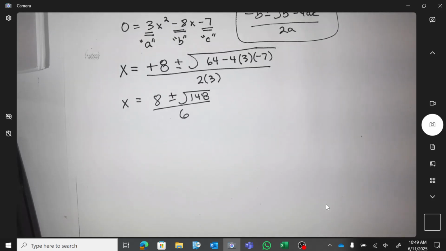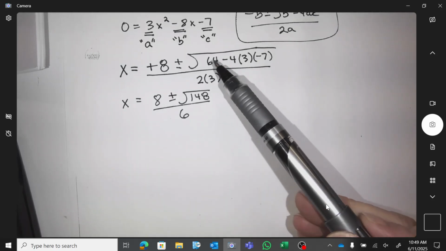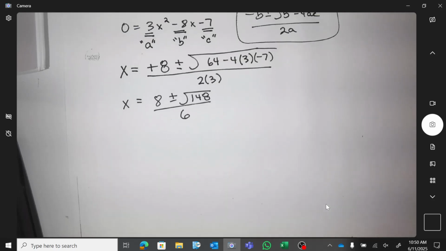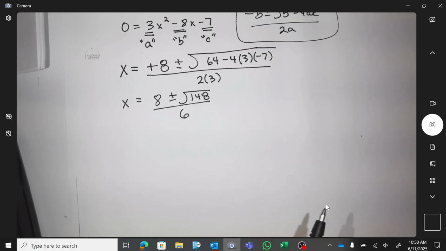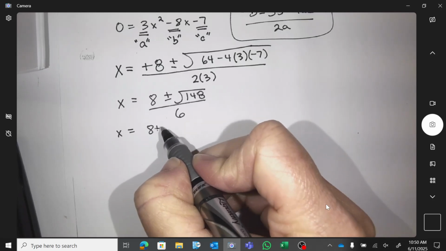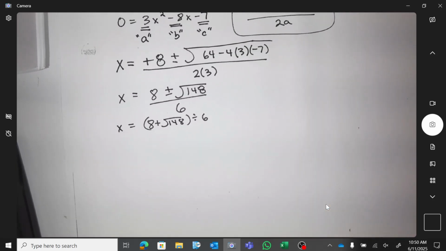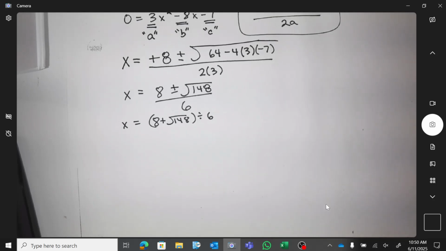Okay, so your next move is to simplify this house, the square root house. That makes sense? Underneath the square root there, it totals up to 148. How would you type this into your calculator? You would have to do brackets like that, to say the top family divided by 6.